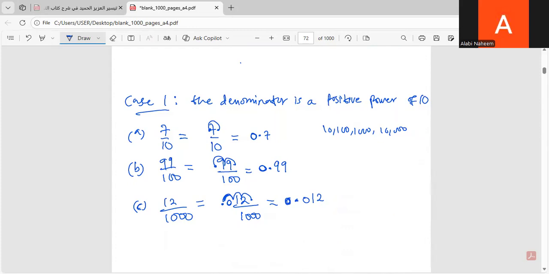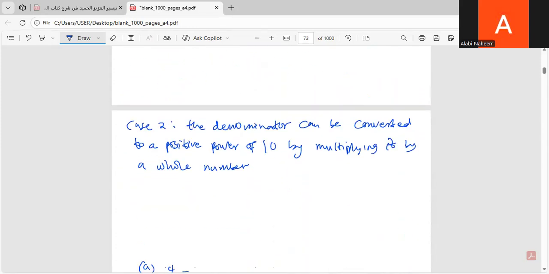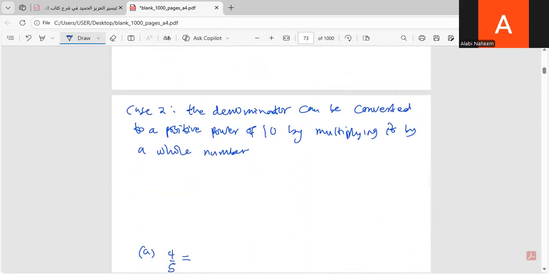Second case, as I said, there are three cases. The second case is when the denominator can be converted to a positive power of 10 by multiplying it by a whole number. This case is when you have a denominator that you can easily convert to a positive power of 10. For example, 5. So 5 times 2 easily will give 10.